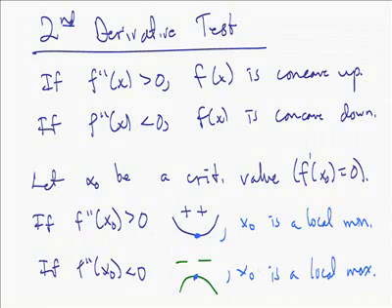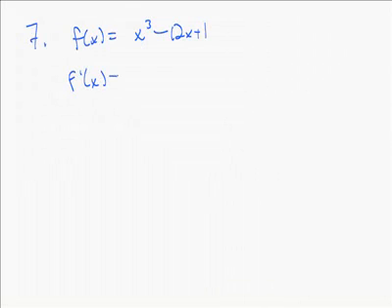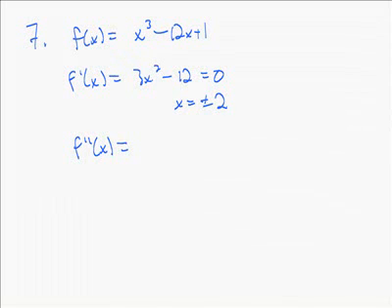So let's go ahead and look at number 7 again using the second derivative test. Remember our function was x cubed minus 12x plus 1. Our derivative, f prime of x, was 3x squared minus 12. We set that equal to 0, and you'll recall we got x to be plus or minus 2. So we had 2 possible critical points. Now let's take the second derivative. F double prime of x is just going to be 2 times 3, which is 6x. 12 is a constant, so that's it.